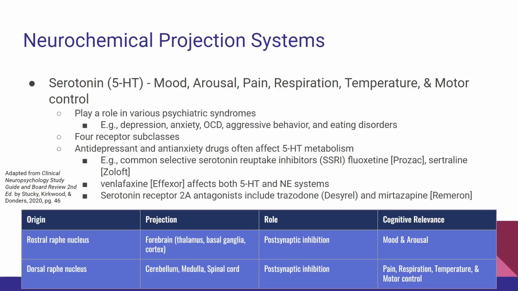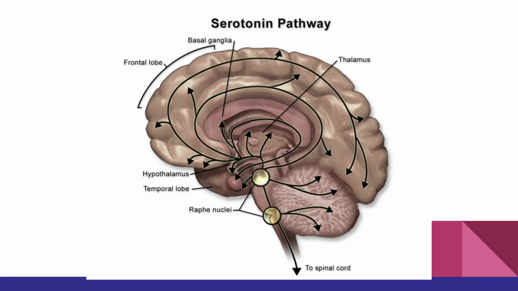There are also serotonin receptor 2A antagonists that are common medications, including things like trazodone or Deseril, as well as mirtazapine or Remeron. These medications prevent the activity from occurring in the specific 2A serotonin receptor. If you look at this chart here, you can see where some of these nuclei are located and the extent to which this serotonergic system projects throughout all of the brain.